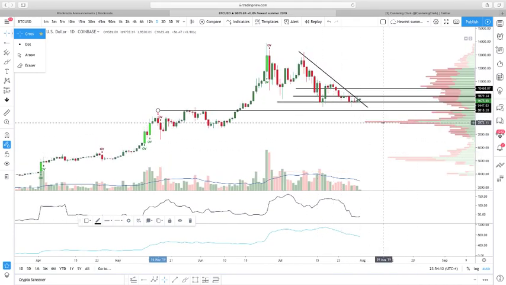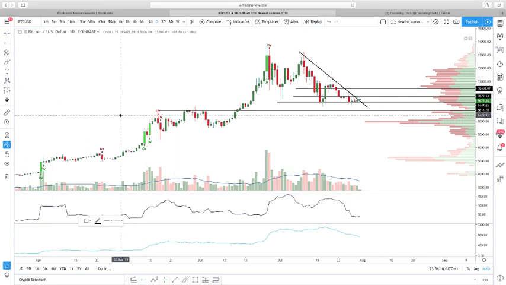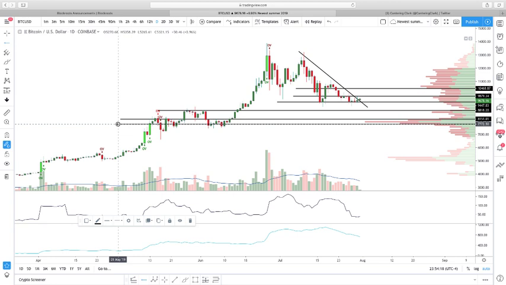So for example, this area right here, see where this is? This is around our major structure area down here. So it goes without saying that these areas where there's a lot of trading that took place will likely serve to be an important area to interact with in the future if we come into contact with them.